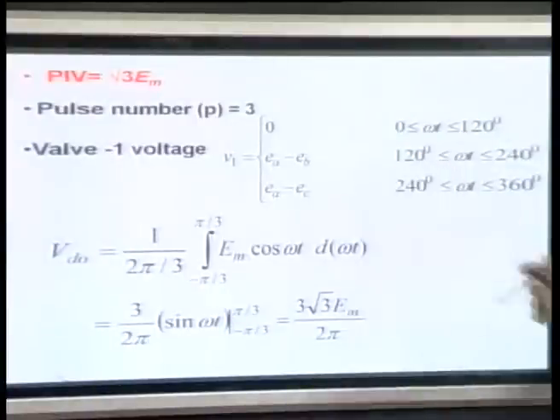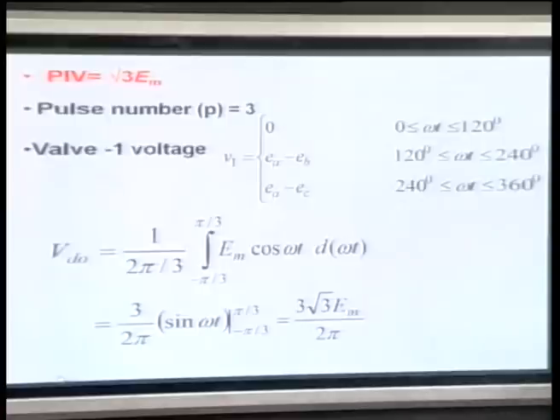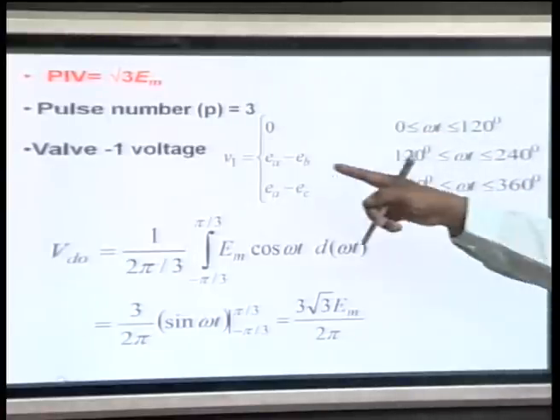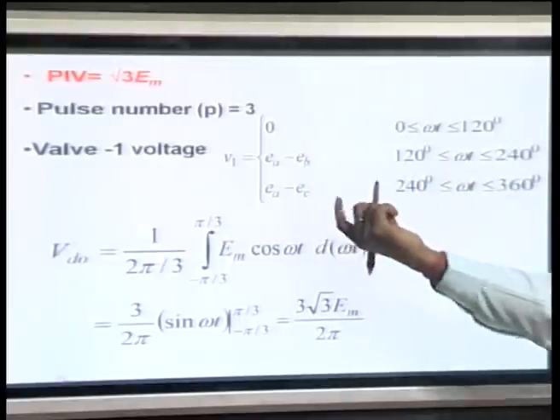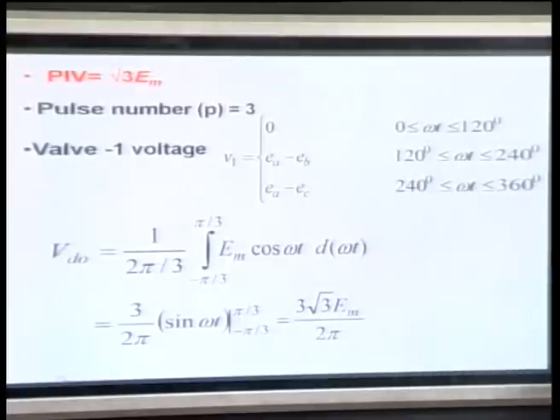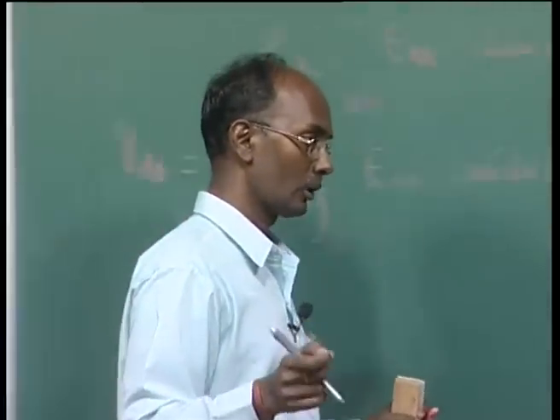In this case it is very simple. Once it is conducting, it conducts for 120 degrees, and we are assuming our instant omega t equals 0 is when valve 1 starts. Then EA minus EB appears for the next 120 degrees, and then EA minus EC appears for the remaining 120 degrees. So this is the complete one cycle of valve voltage, and then we have to see in later stages what the various jumps will be here and there.